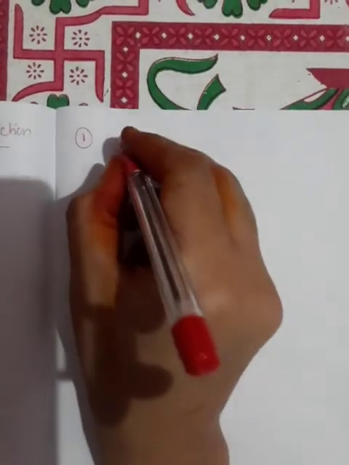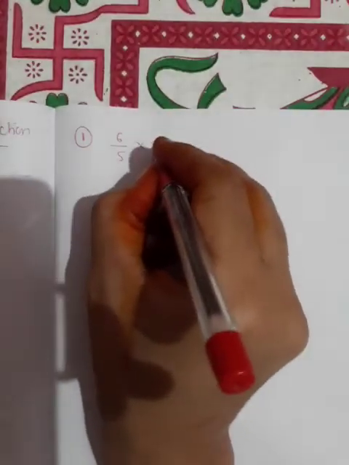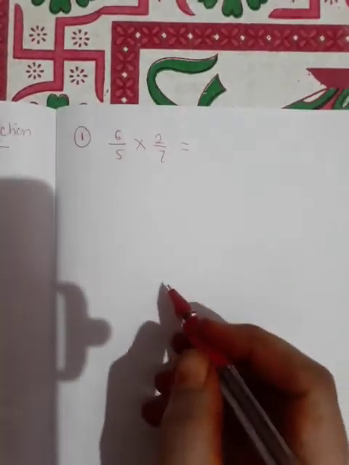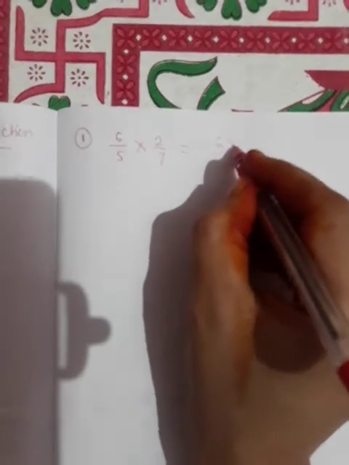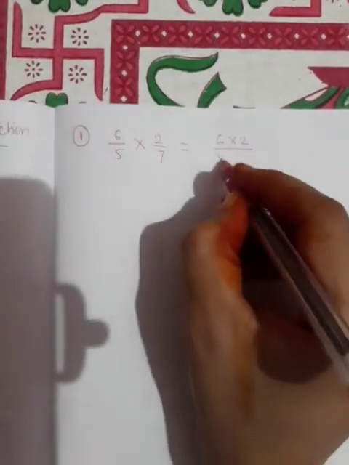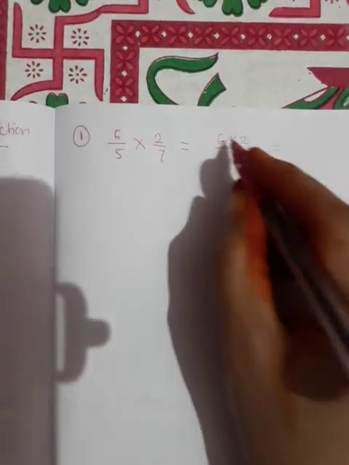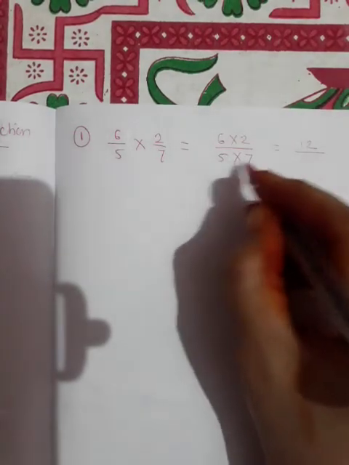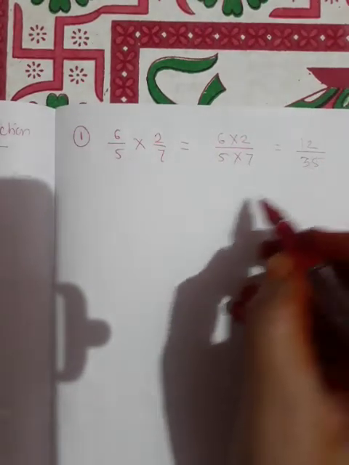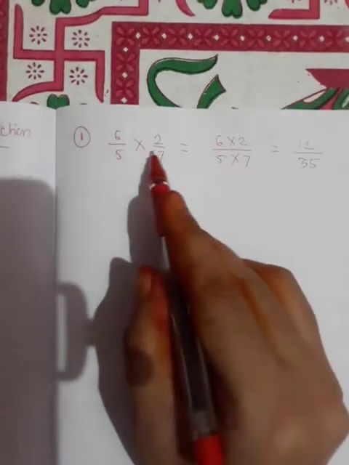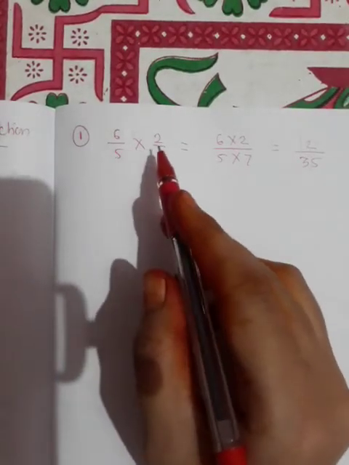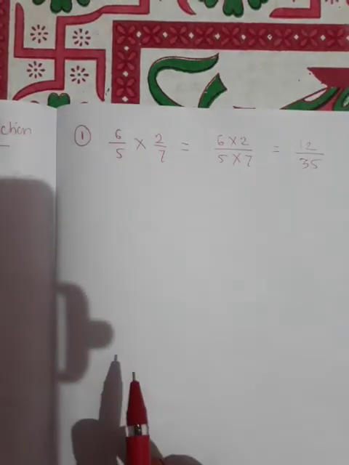Now see another example, that is 6 by 5 into 2 by 7. So how to multiply the fractions? First, product of numerators upon product of denominators. So what will we get? 6 into 2 is 12 upon 5 into 7 is 35. In this way you can solve the multiplication of two fractions.